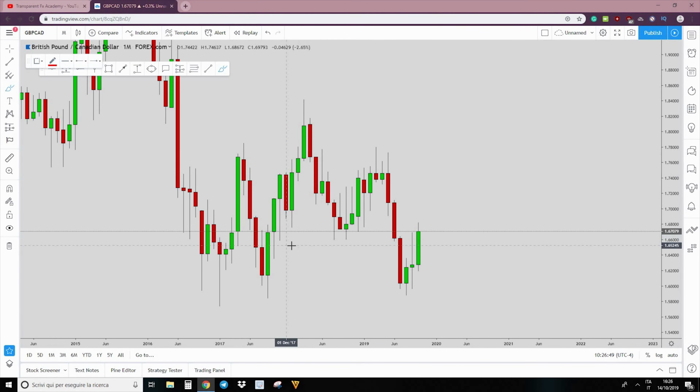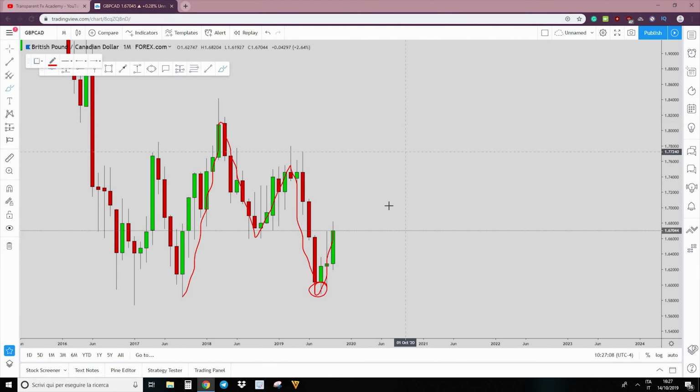So from a pattern perspective here on the monthly time frame of GBP CAD, we first need to realize that the market has created this M formation. The market started here, went up, and down. And this is the reason for which I told all of you guys, be aware that this push to the upside is about to happen.